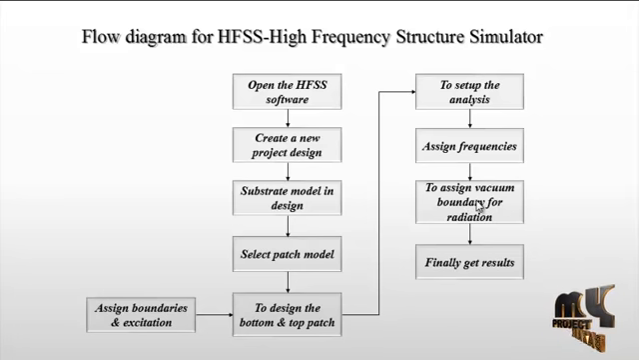Assign the vacuum boundary of radiation. In this box we assign the radiation boundary of the patch antenna to isolate it from the environment. Finally we get the results like return loss, radiation pattern, VSWR and bandwidth, in 2 dimensions and 3 dimensions also.